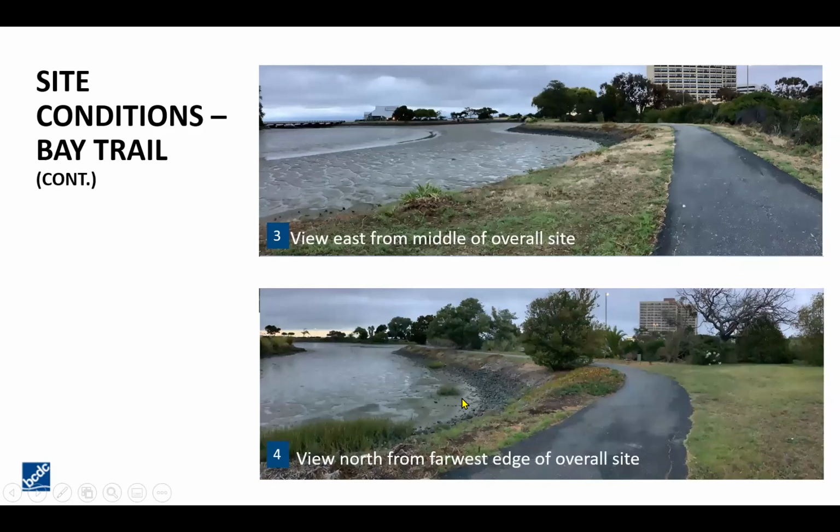Now in this slide, in photo 3, I'm still in the northern portion of the overall project site, but this time I'm looking east. In photo 3, I am slightly to the east of the public access seating area, looking down the Bay Trail towards the east. You can see Kincaid's restaurant in the distance to the northeast, as well as the Hilton Hotel.